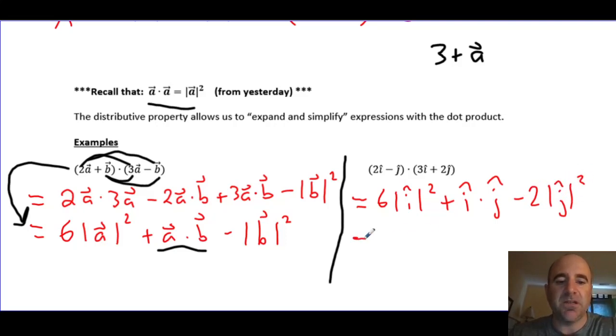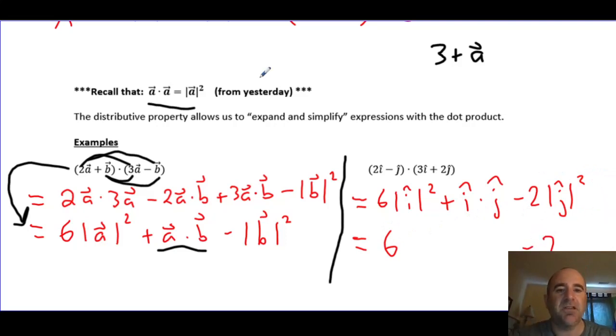Now I notice a few things here. Notice that there are unit vector symbols here, meaning the magnitude of i and the magnitude of j is 1. So that means that this first term just becomes 6. And this last term here becomes negative 2.